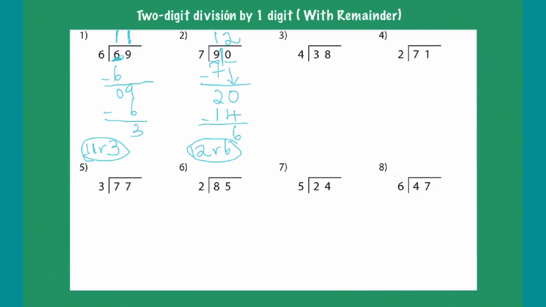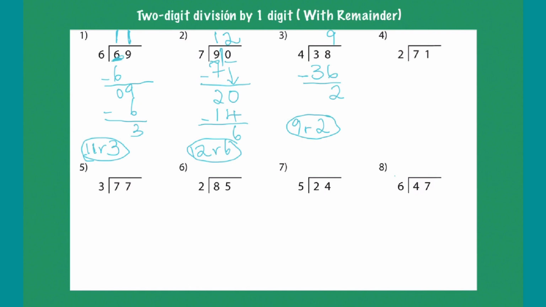Let's take a look. 4 8s are 32. We're getting close. 4 9s are 36. We're also getting close. And 4 10s are 40. Oops, that's too big. So we know we have to do 4 9s are 36. And so 8 minus 6 is 2. 3 minus 3 is 0. Do we have anything to bring down here? Nothing. So all we have to do is find our answer, which is 9 remainder 2. And this is your final answer.